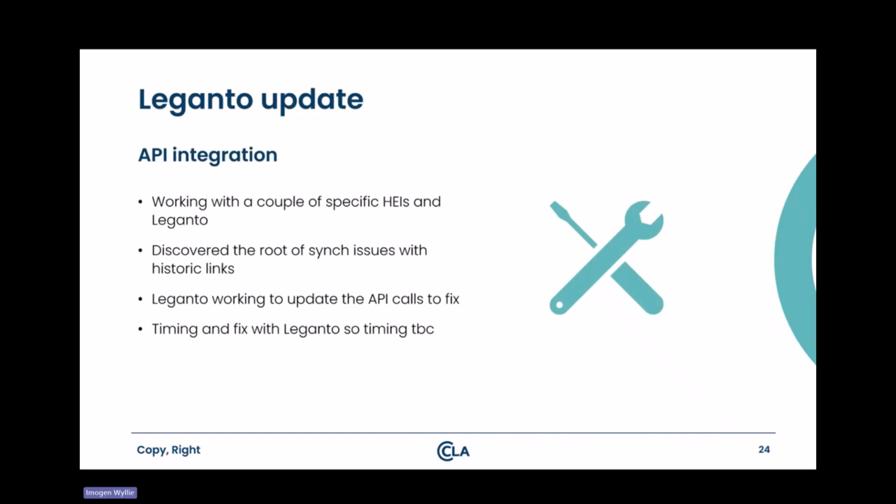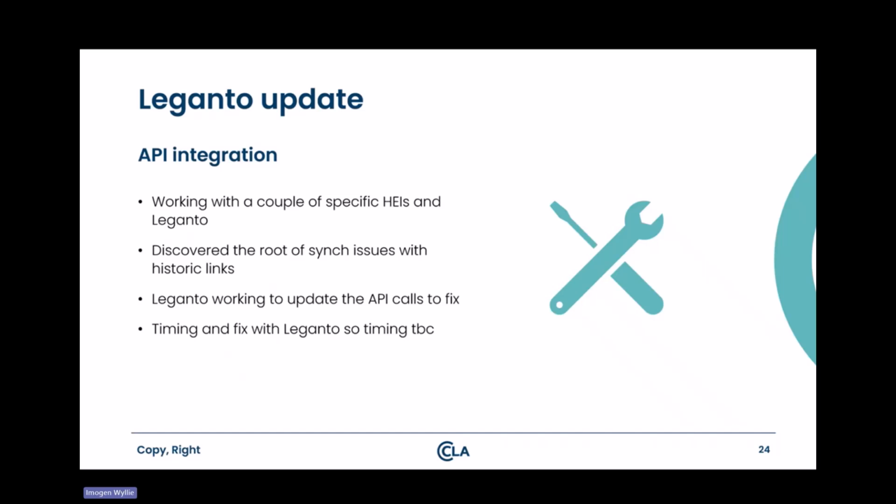For those of you who have a Leganto integration, just a heads up that we've discovered, working with a couple of specific HEIs and trying to troubleshoot things they've raised, we've finally got to the root of some of the niggles that have been coming up for quite a while with syncing, and particularly with historic requests, so in previous academic years, where links aren't behaving as we would expect them to.